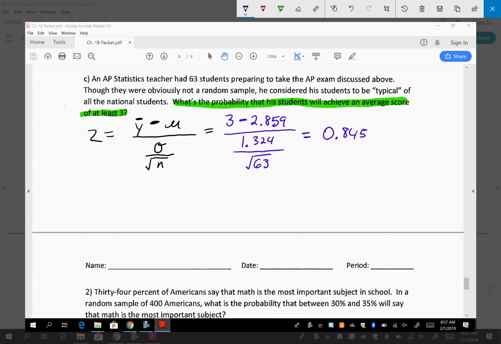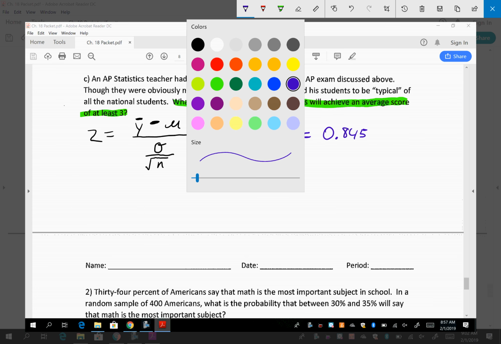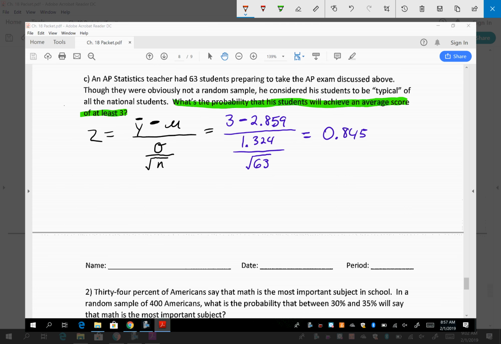Now, once I standardize, I am going to imagine that I made this model. Did I make this model? No, I didn't make this model, but I'm going to imagine that I made this model. There's my model. Where is 0.845 on this model? Where is that z-score of 0.845? Where is it? It's not in the middle.